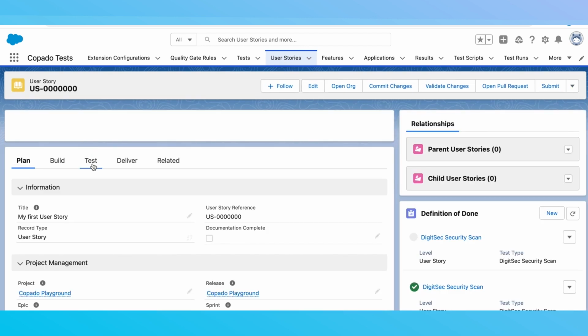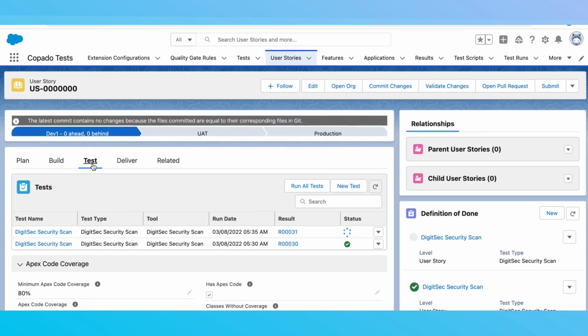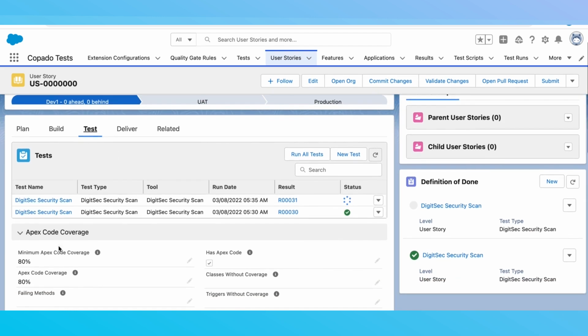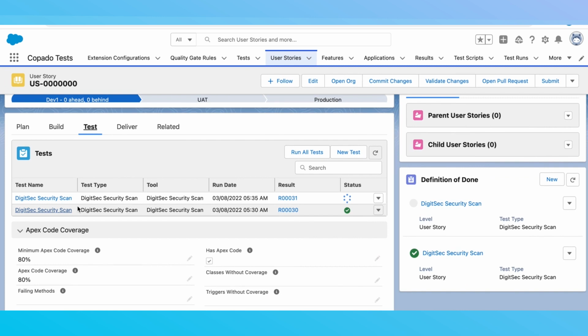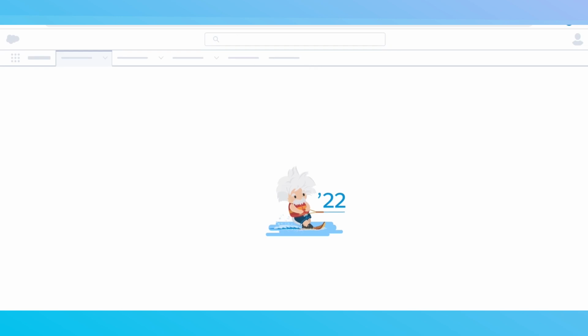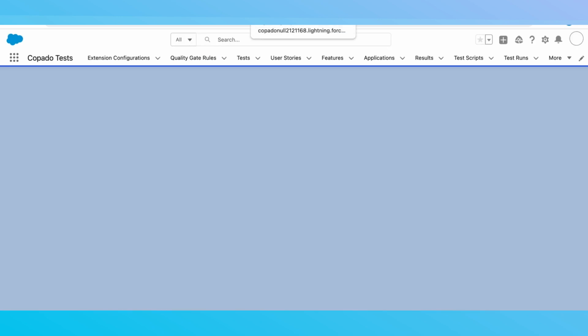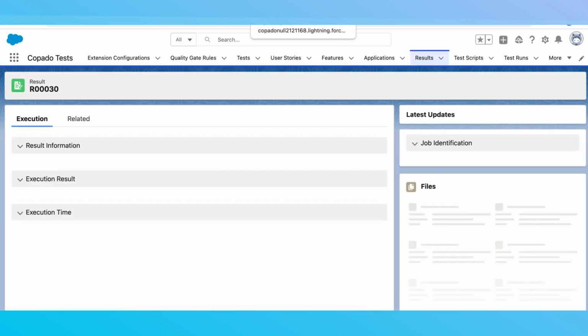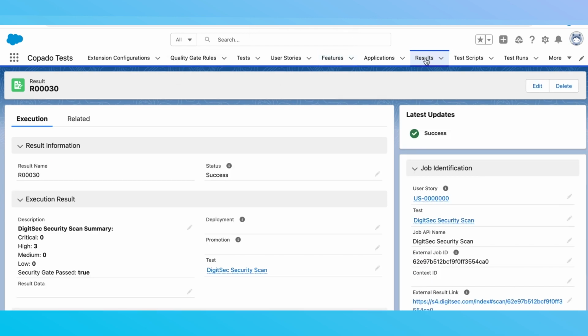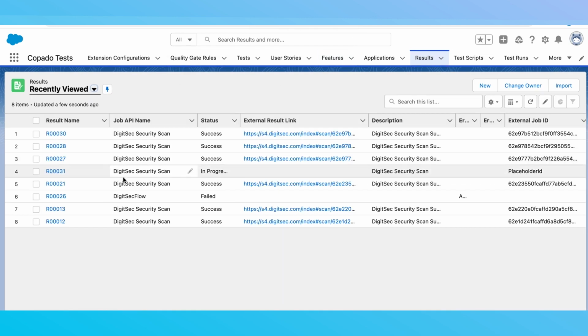So what will happen now is that if a customer goes into the test tab, they'll see that that commit has actually triggered a security scan of all the changes which are part of that commit. And we write a result of that security scan within Copado. So a user does not ever need to leave Copado to consume the results. And you get the result of your change within Copado.